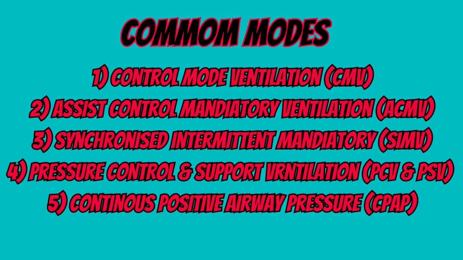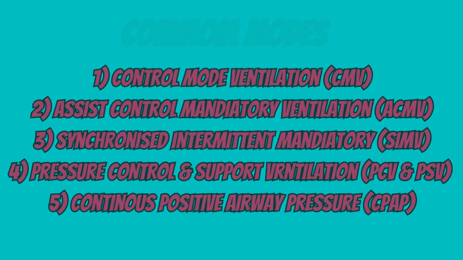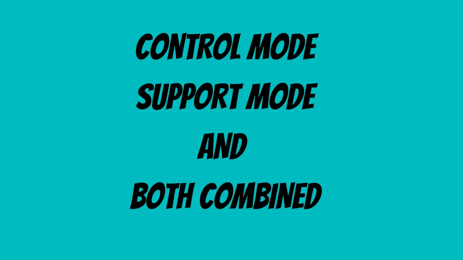Common modes of ventilation used are controlled mode of ventilation, commonly called CMV mode; assist control mandatory mode of ventilation, that is ACMV mode; synchronized intermittent mandatory ventilation, that is SIMV mode; pressure control and pressure support ventilation, that is PCV and PSV mode; and continuous positive airway pressure ventilation, that is CPAP mode. Now we will see what exactly control mode and support mode, or a combination of both modes, are.